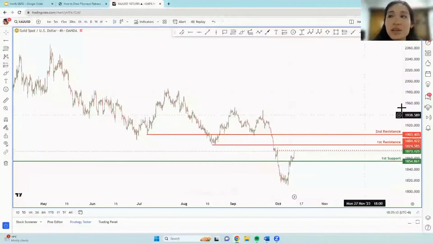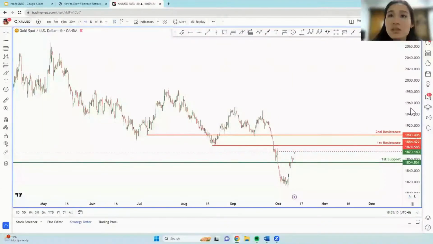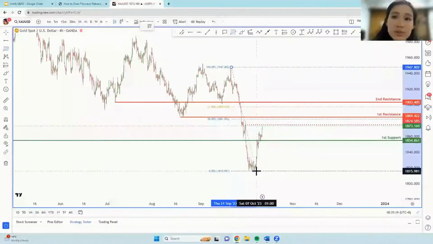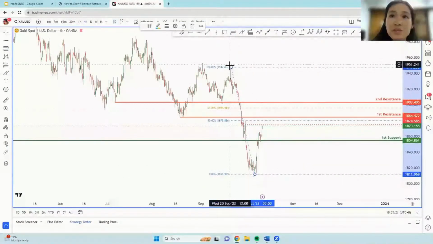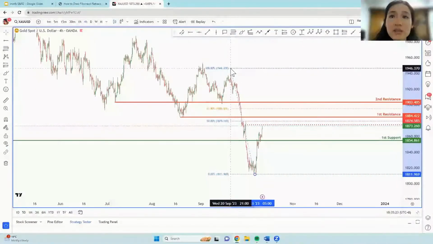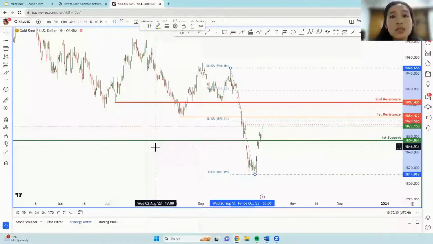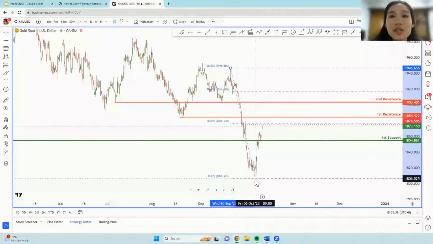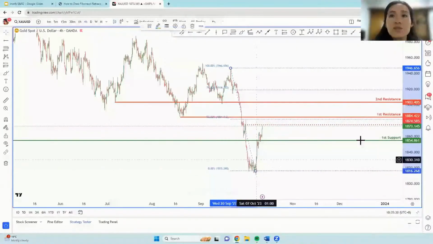Okay, now let's add some Fibonacci levels. I can see that my 50% lines up with my first resistance. 50, 70, no, this is a little bit too far, but if you look at my 50%, it's kind of about my first resistance. So that's fine.